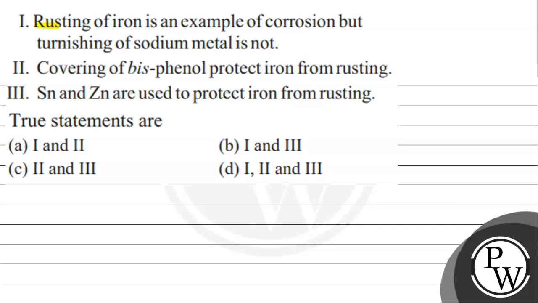So let's read this question. Statement 1: Rusting of iron is an example of corrosion, but tarnishing of sodium metal is not. Statement 2: Covering of bisphenol protects iron from rusting. Statement 3: Tin and zinc are used to protect iron from rusting. हमें true statements बतानी है इनमें से, and these are the options that have been given to us. Now let us write the key concept of the question.